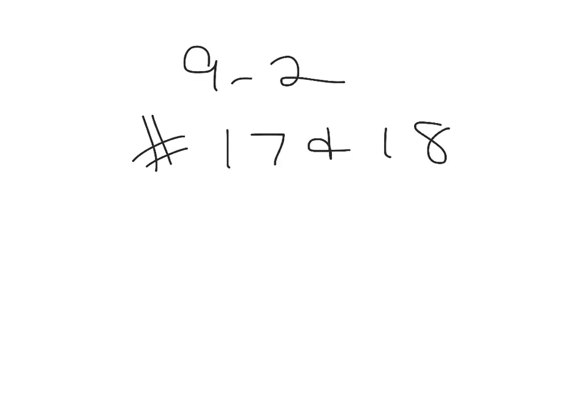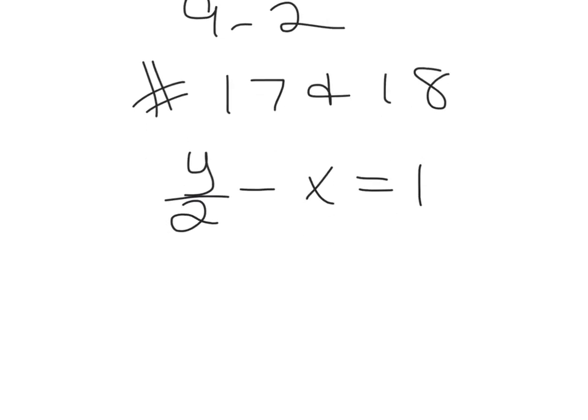You will also have a fraction question from 9.2, the homework that you did, questions number 17 and 18. So for example, number 17 looks like this. And I'll do number 18 because I think I did 17 yesterday. So y over 2 minus x equals 1. And then here we have x plus y plus 7.